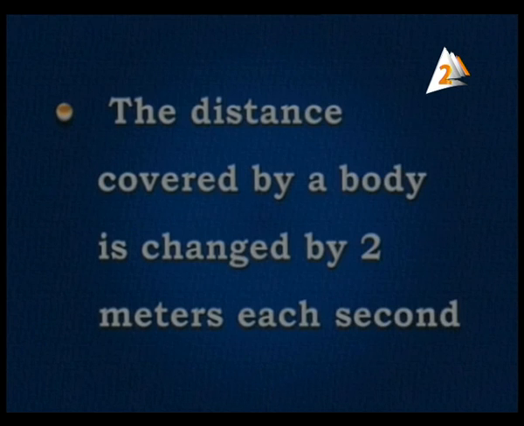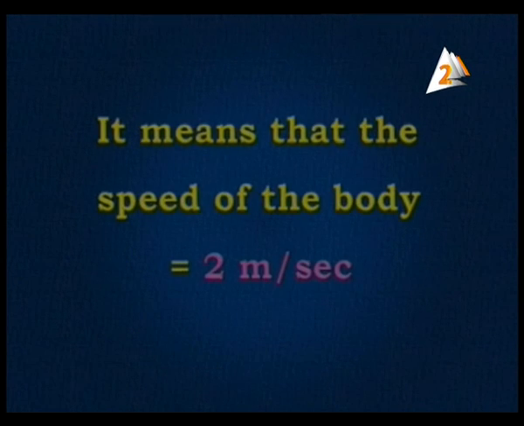The first, the distance covered by the body is changed by 2 meters for each second. What do you do and how can you answer this type of question? This type of question is about a small problem. It means that the speed of the body equals 2 meters per second. Why? Because here the distance is 2 meters in 1 second, or any 2 numbers here. If I have 2 numbers, it makes it a problem.